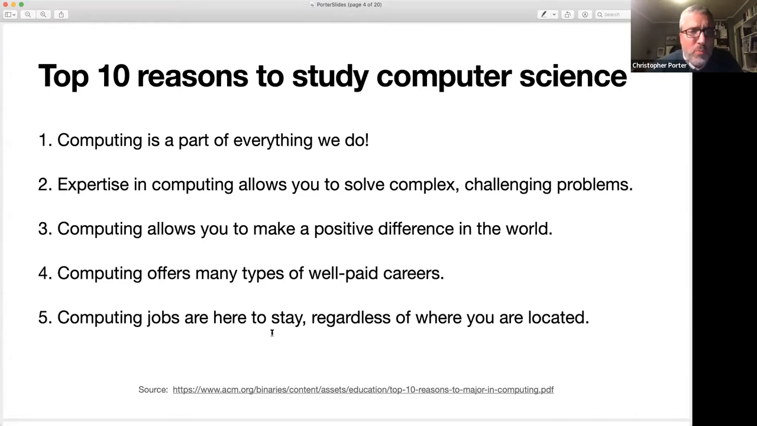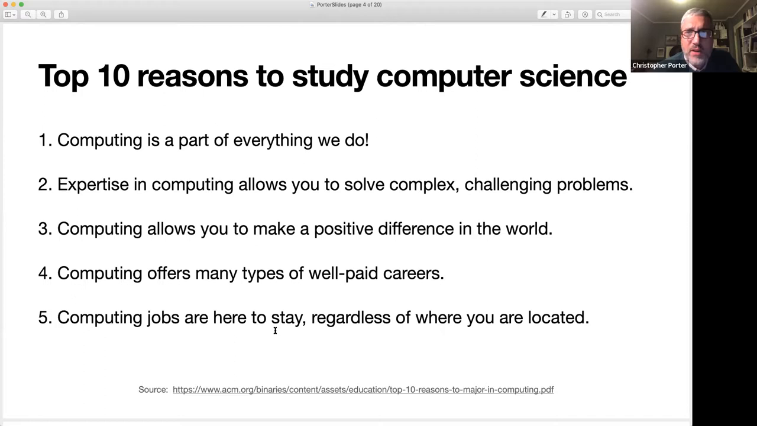More practically, computing offers very many types of well-paid careers, and I'll say a bit more about that afterwards, but many of our students are interested in studying so that they're prepared to go out in the world and find it easier to find a job and stay in that job and succeed. And that's something that I think is really a strong point as well.